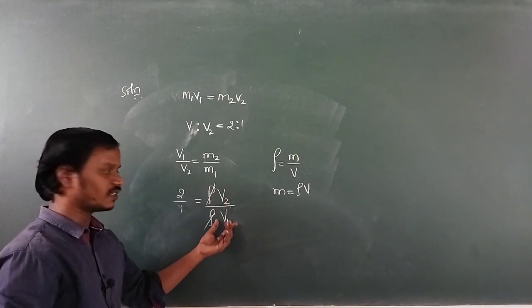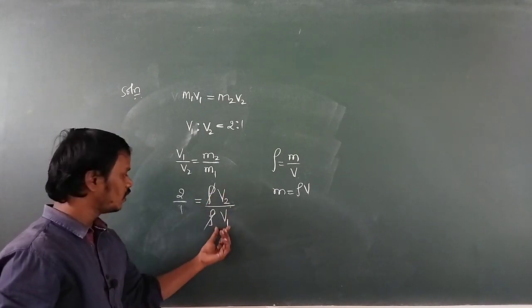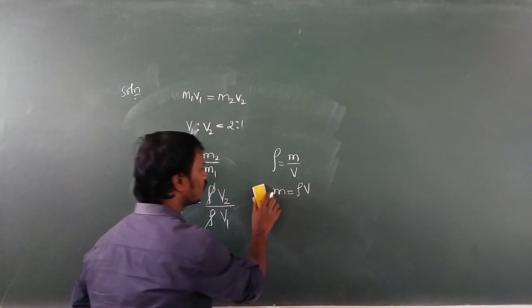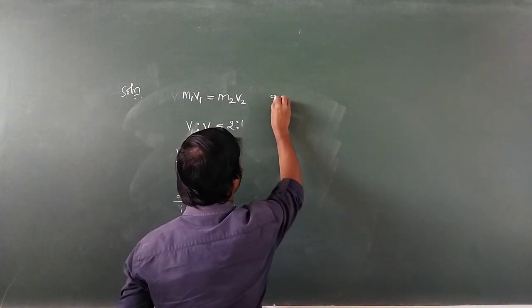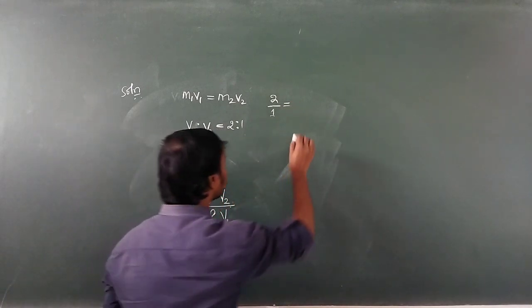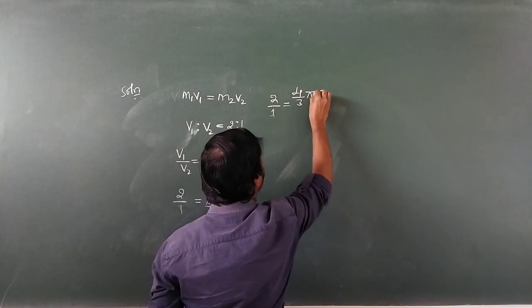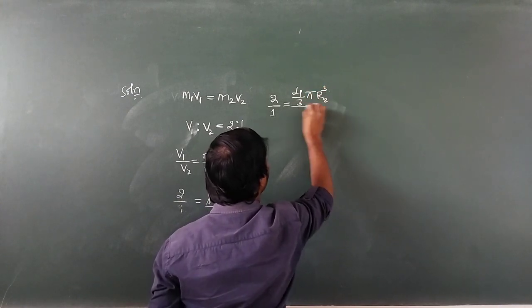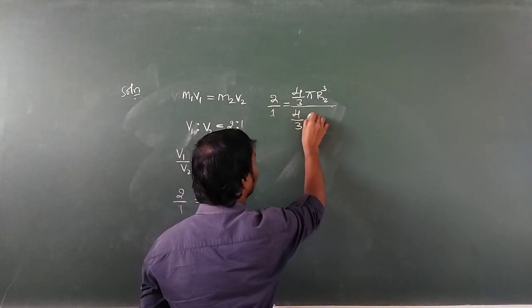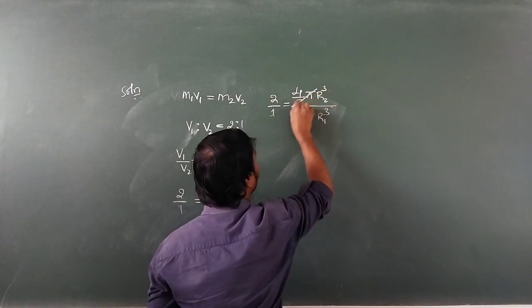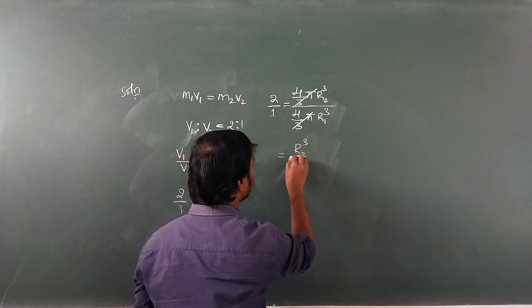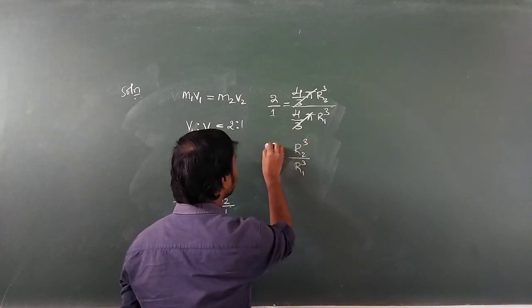v2 by v1 can be written as, here v2 is the volume of the second part and v1 is the volume of the first part. So we can write volume in terms of radii. So 2/1. The volume of the second part of the nucleus is 4/3 pi r2 cube, divided by the volume of the first part of the nucleus, 4/3 pi r1 cube. 4/3 pi gets cancelled now. So r2 cube divided by r1 cube is equal to 2/1.